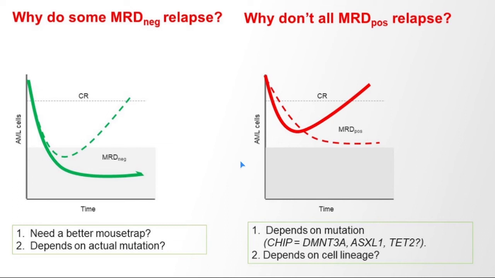Same is true in this case. Which patients are these that linger? These might be mutations like CHIP mutations that linger. It may well be the other mutations are tolerated and maybe swept up by the immune system. It might also depend on cell lineage.